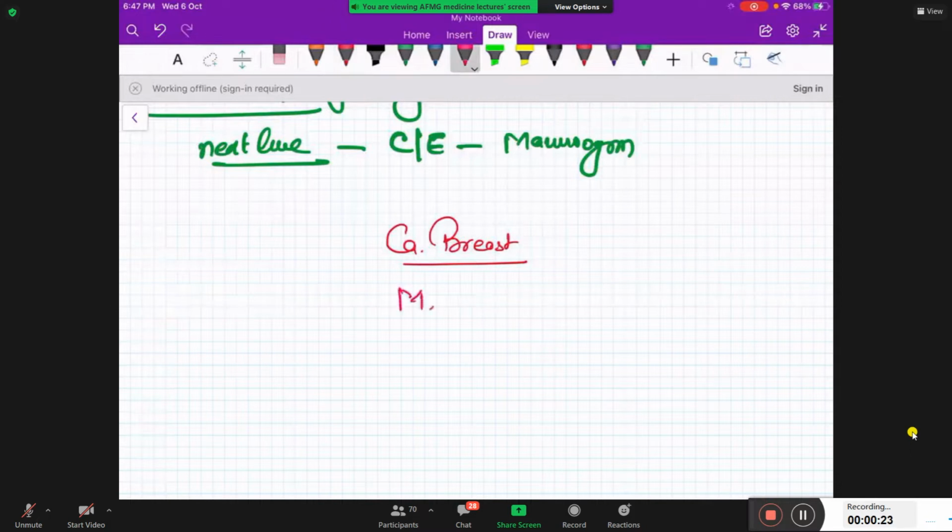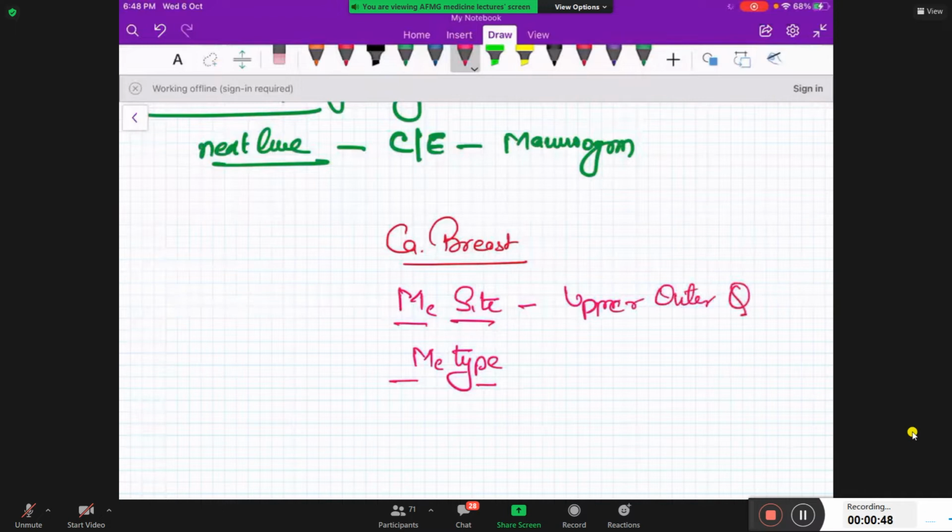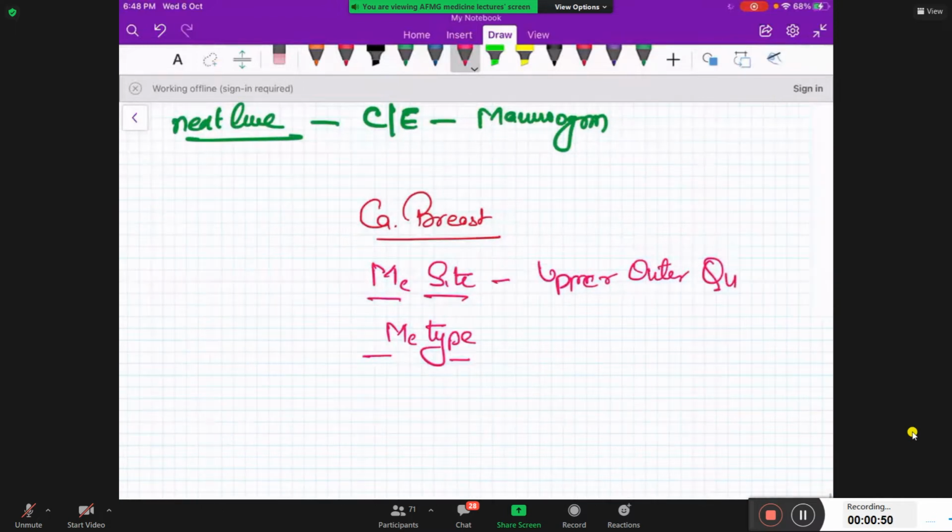Most common site, most common type. Most common site of carcinoma breast is upper outer quadrant.